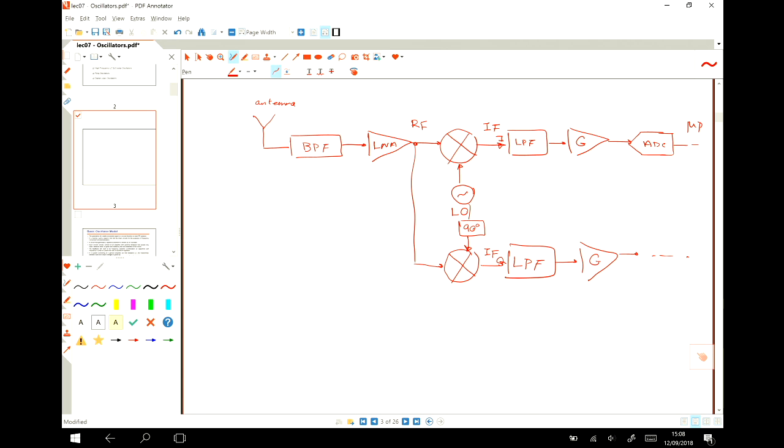Because it is much simpler in the signal processing to recover your signal. The gain of your signal is always I squared plus Q squared, and the phase of your signal is tan minus 1 of Q divided by I.